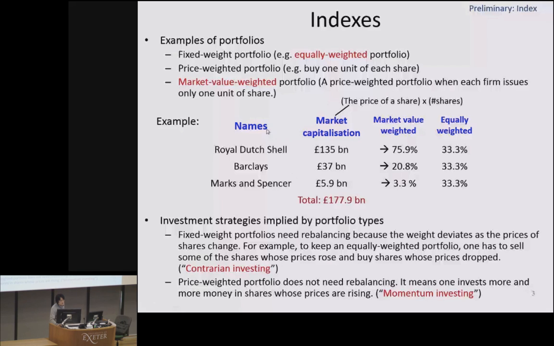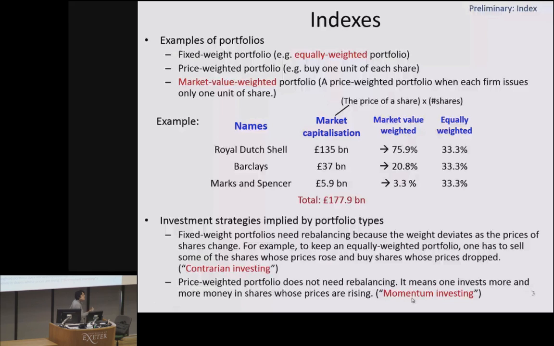For these portfolios, if the price of Dutch Shell goes up and up and up, your portfolio weight for Dutch Shell also goes up and up and up. So you put more and more weight on companies whose prices have been increasing. It is a kind of momentum investing, isn't it?